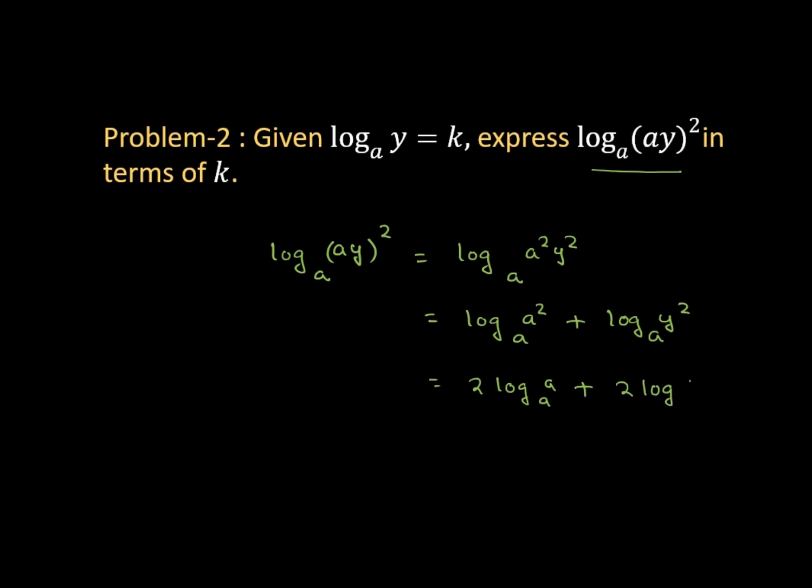y base a. As we know, log of a base a is 1 and log y base a is given as k. So if we replace that, you get 2 plus 2 times k. So this can be written as 2 times 1 plus k. So this should be the final answer. So you obtain log of ay whole square base a as 2 times 1 plus k. Now let's move on to the third problem.